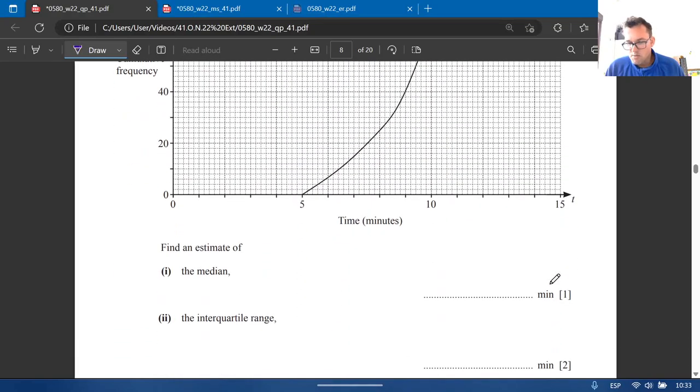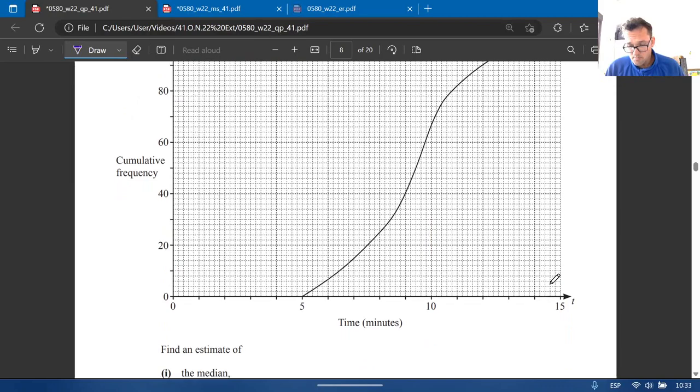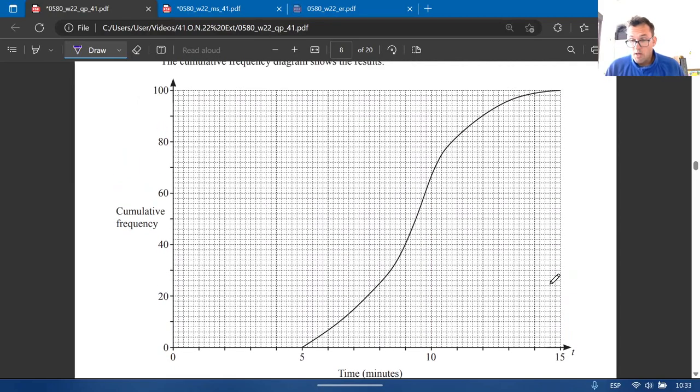All right, find an estimate of the median. Median meaning middle. So if you line them up, from the fastest student, the one that ate a pizza in just over 5 minutes, to the last one who took 15 minutes.